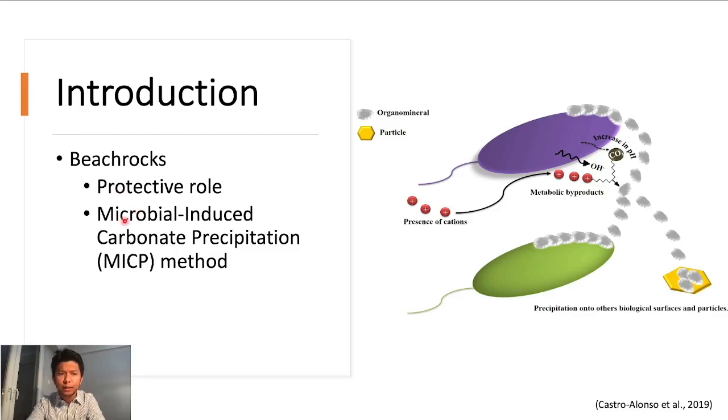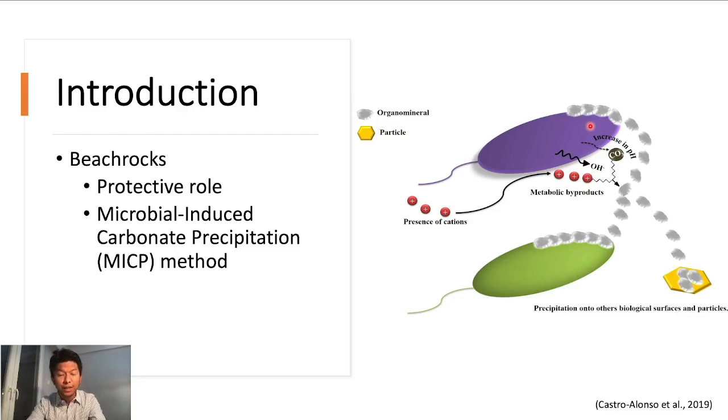Microbial-induced carbonate precipitation, MICP, is an innovative, eco-friendly, and sustainable technique to create artificial beach rocks in the laboratory. MICP is a promising method where bacteria are used to precipitate calcium carbonate and modify soil characteristics, resulting in soil consolidation and stabilization. Using MICP, it is possible to imitate the formation of natural beach rocks as a countermeasure against soil erosion.